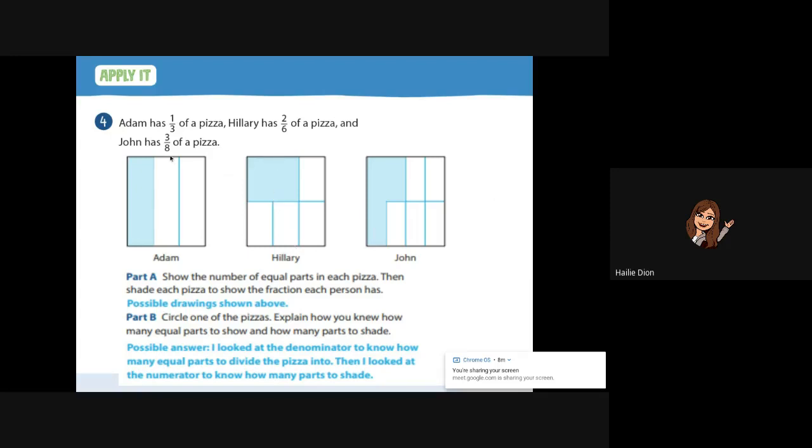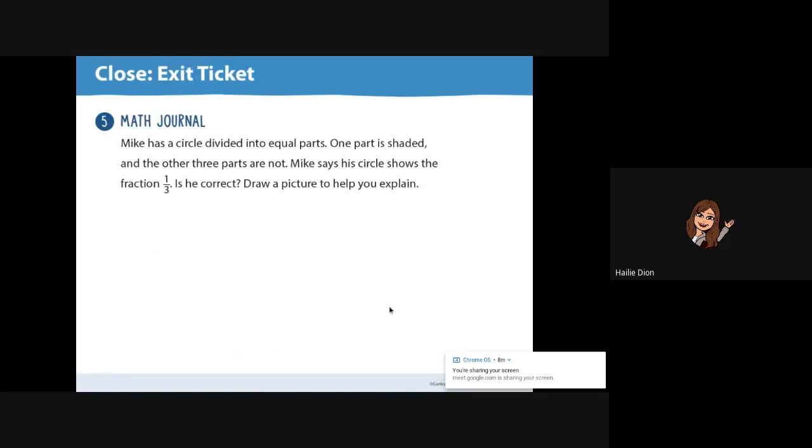And then John was supposed to have 8 pieces of pizza, so let's see if he still does. So we have 1, 2, 3, 4, 5, 6, 7, 8. So he has 8 pieces, and his numerator is 3, so he ate 3. So we are going to shade in 1, 2, 3.